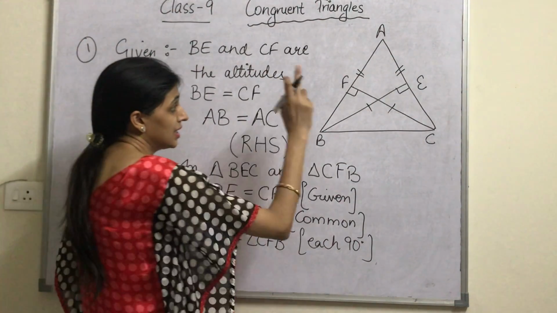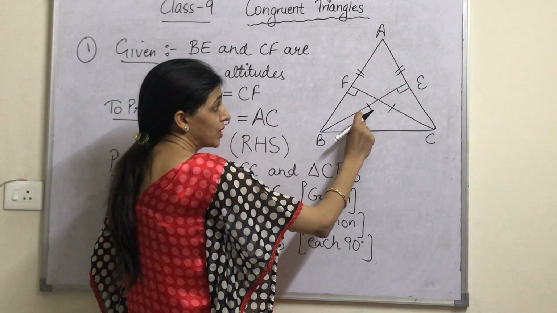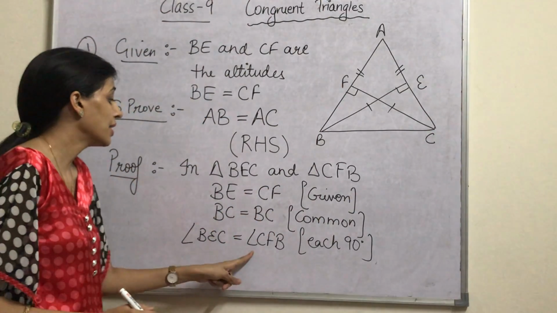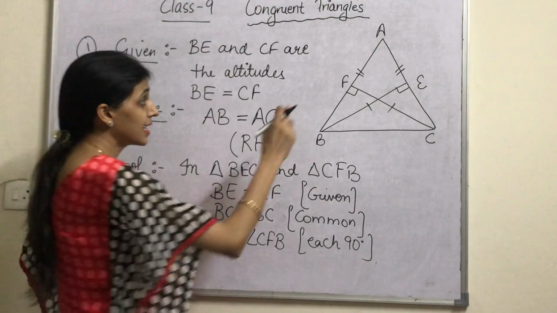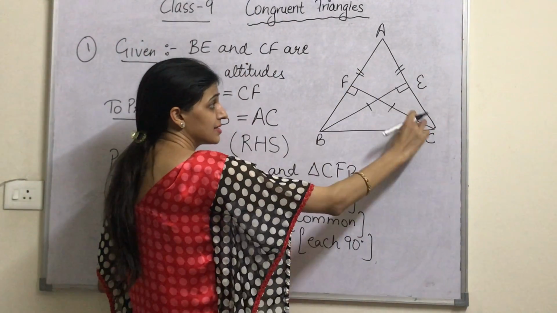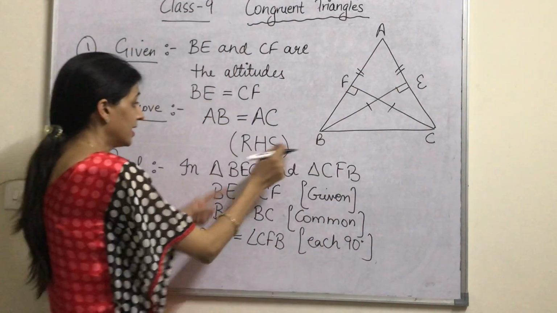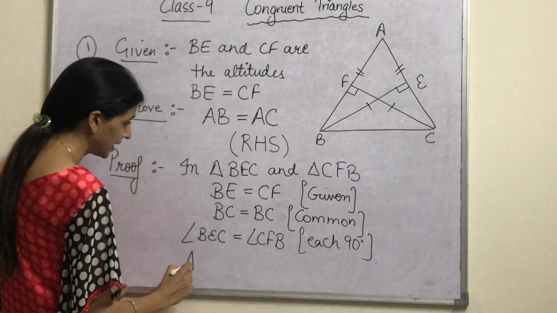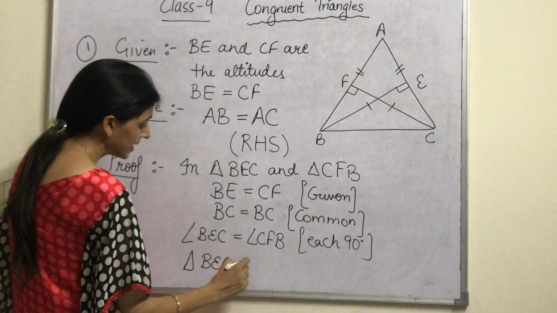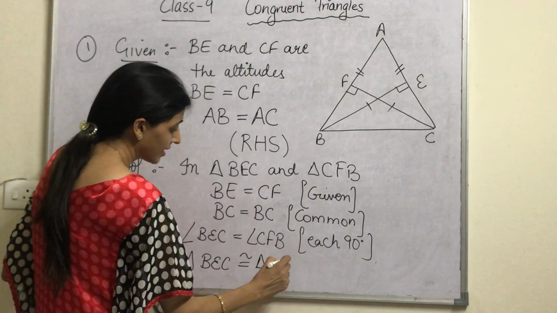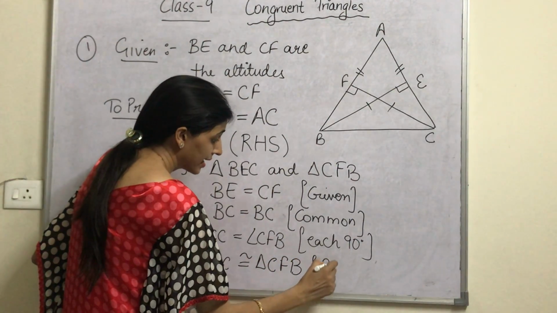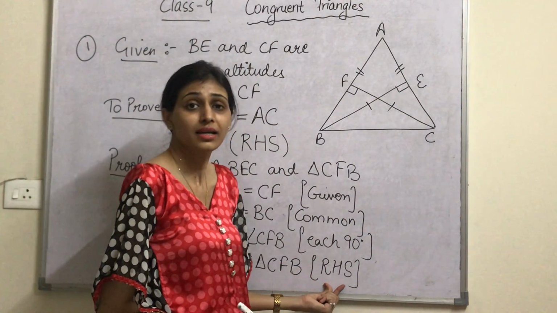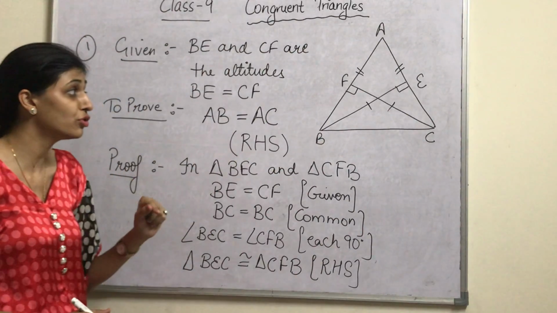Now look carefully. This is one angle, this is one side and this is another side. So two sides and one angle are equal. This is a right angle, this is the hypotenuse and this is one side. Right angle, hypotenuse, side. So by the RHS property, triangle BEC is congruent to triangle CFB by RHS, which we had to prove.